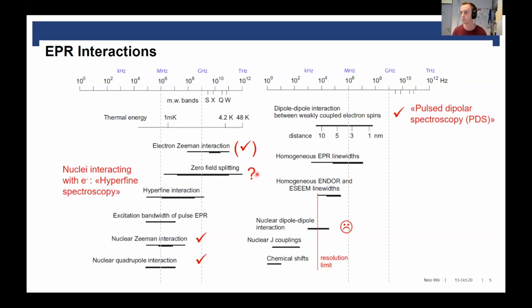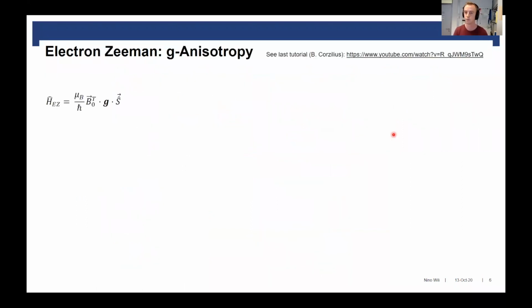And if you talk about dipole-dipole coupling between electron spins, we call them pulse dipolar spectroscopy. But there's nothing really more to this. It's just different pulse sequences, basically. So let's dive right in.